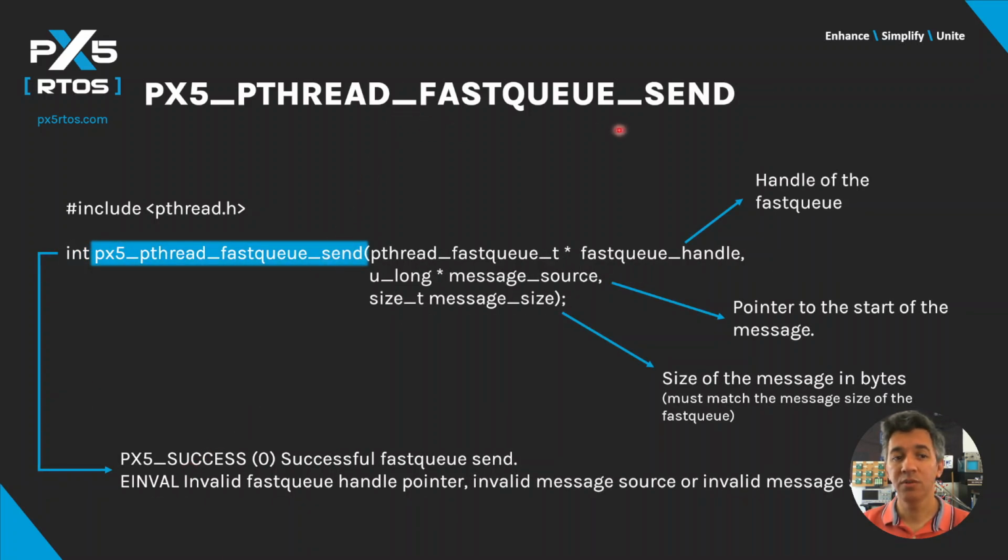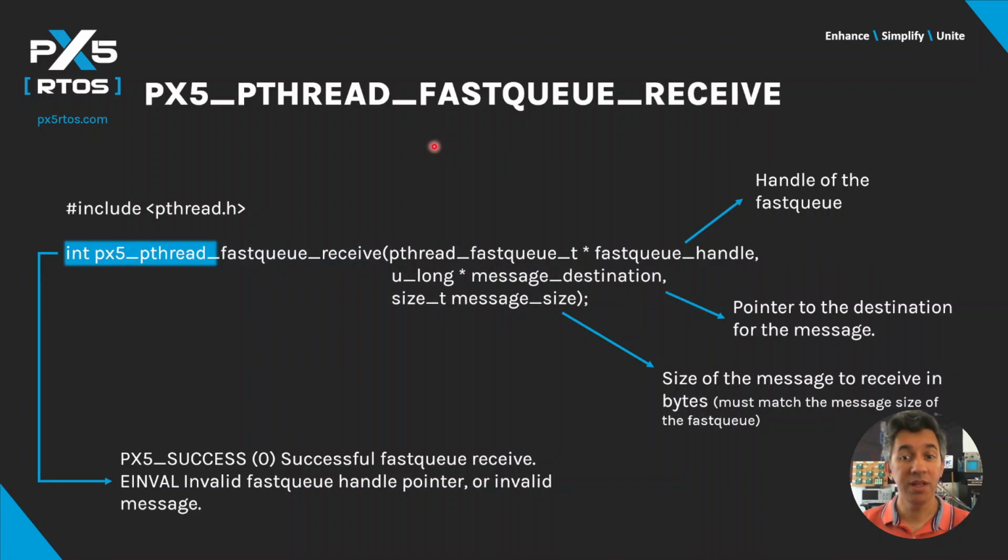Once the FastQ has been created, we can send messages to it using the FastQ send API, passing the handle of the FastQ, a pointer to the start of the message, and the size of the message in bytes, which of course must match the message size we defined for this FastQ. And then we check the return for errors.